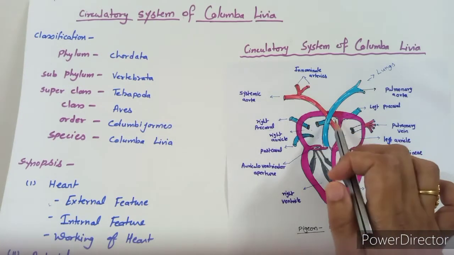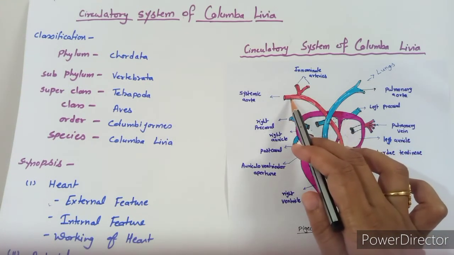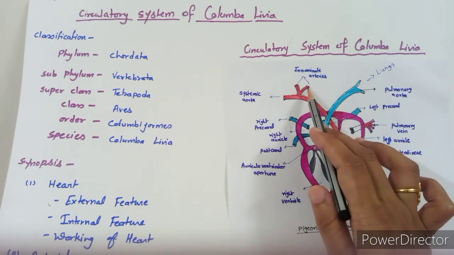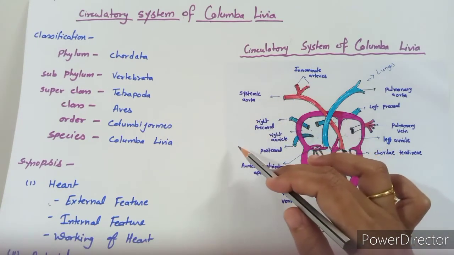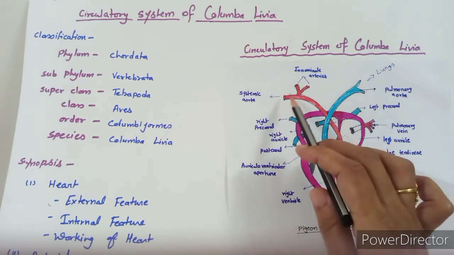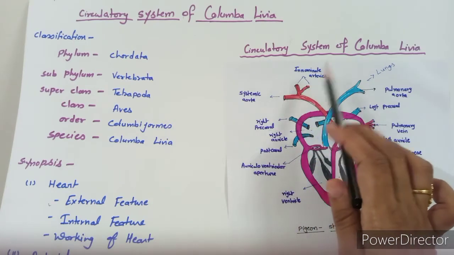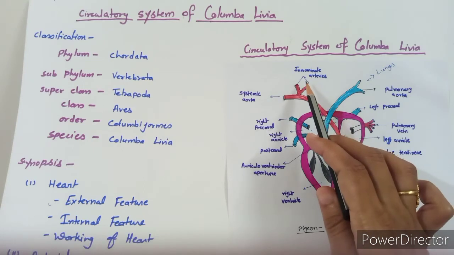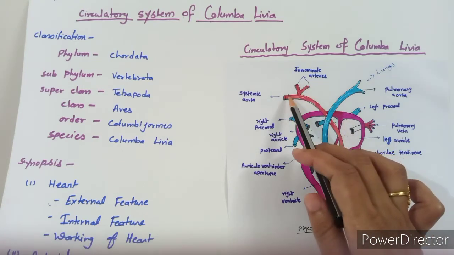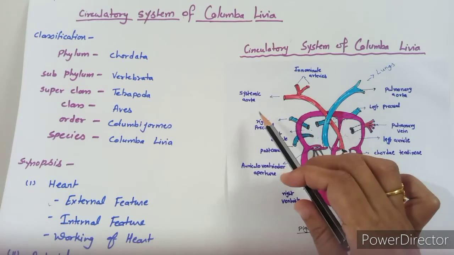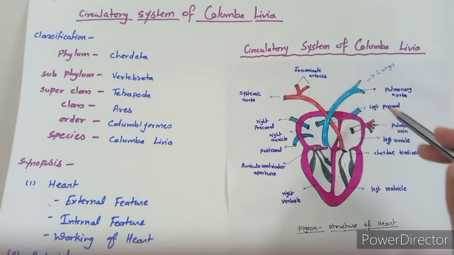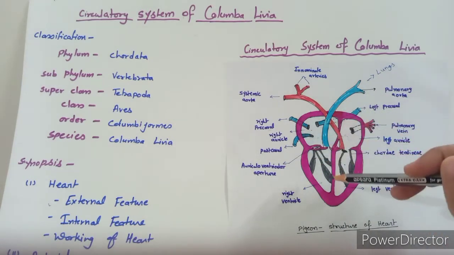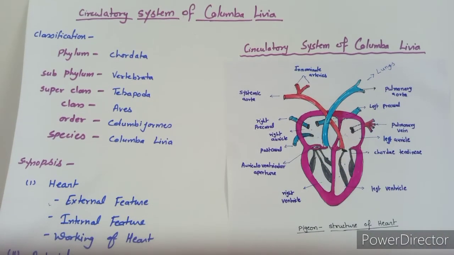So this is the pulmonary aorta, and this is the pulmonary vein, and the aorta is divided into two parts: two innominate arteries and one systemic aorta. This systemic aorta further makes the dorsal aorta, and the innominate arteries go to the anterior part to circulate the oxygenated blood to the body, and the dorsal aorta circulates the oxygenated blood to the posterior part of the body. So this is all about the structure of the heart.